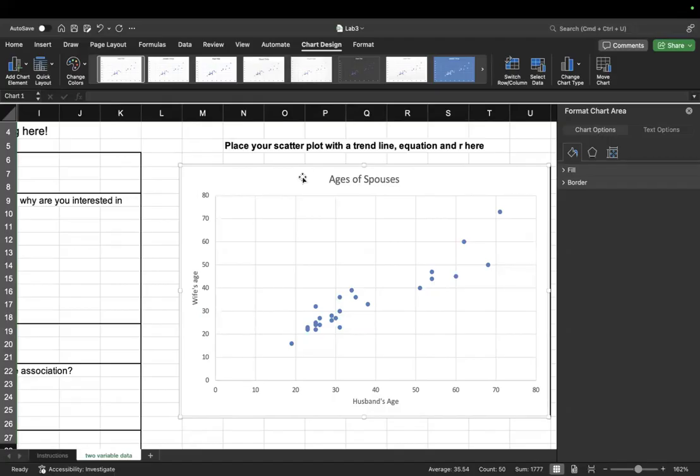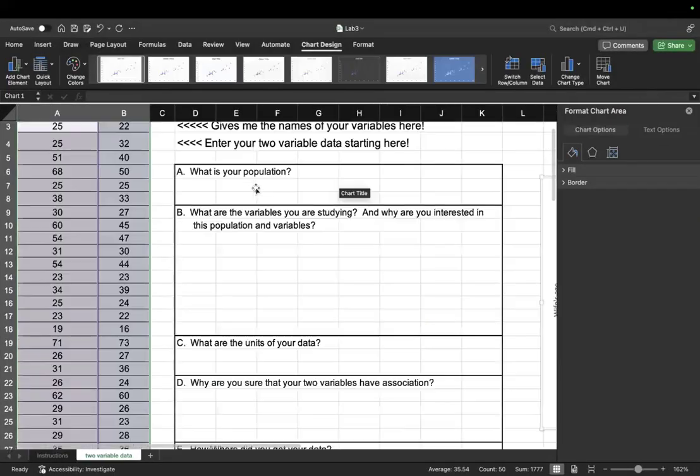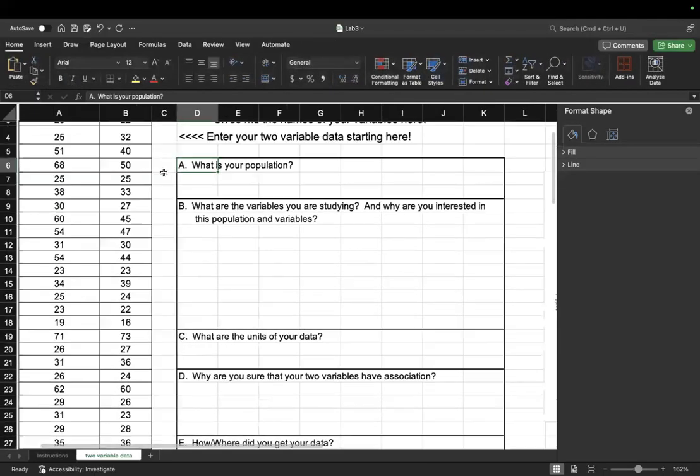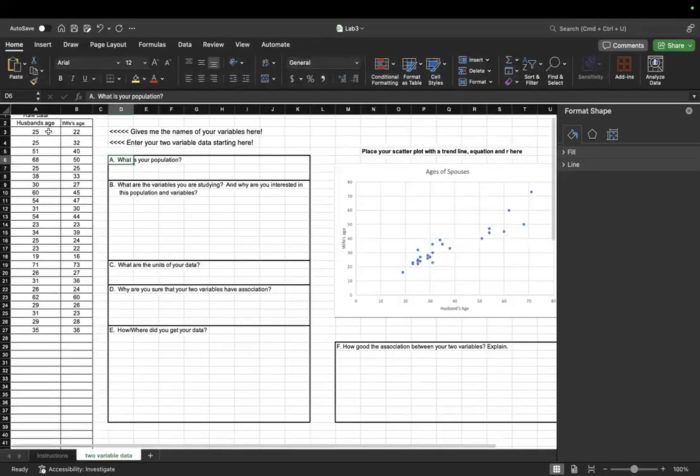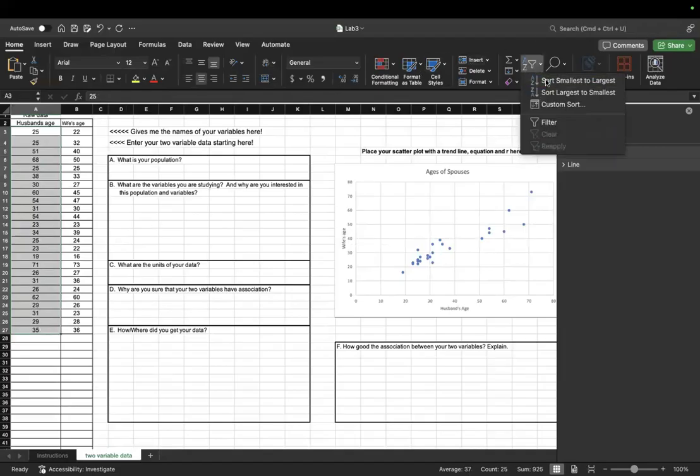If your X values are in order from smallest to largest, make sure that you still have the Y value that correlates with each one. For example, if I wanted to make mine in order right here, I could highlight all of the husband's ages and then go over to sort and sort from smallest to largest.